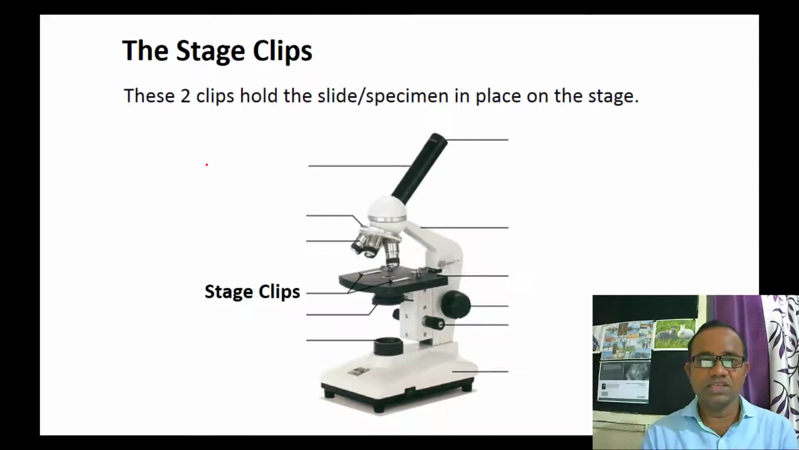Now the stage clips. Mostly the stage clips are this and this. These stage clips are present on the stage. They hold the slide or your object, particularly in the area of the objective lens. This is only for the purpose of placing the slides on the stage and moving the slide upward and backward with the help of particular knobs. So stage clips hold the slides.